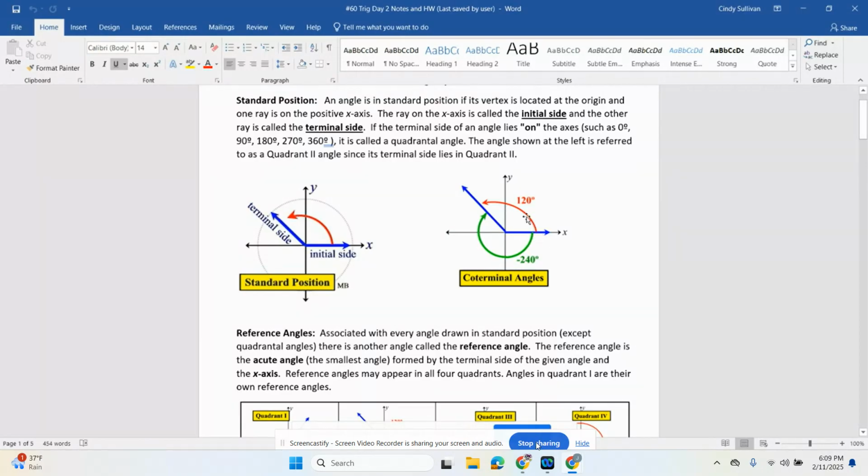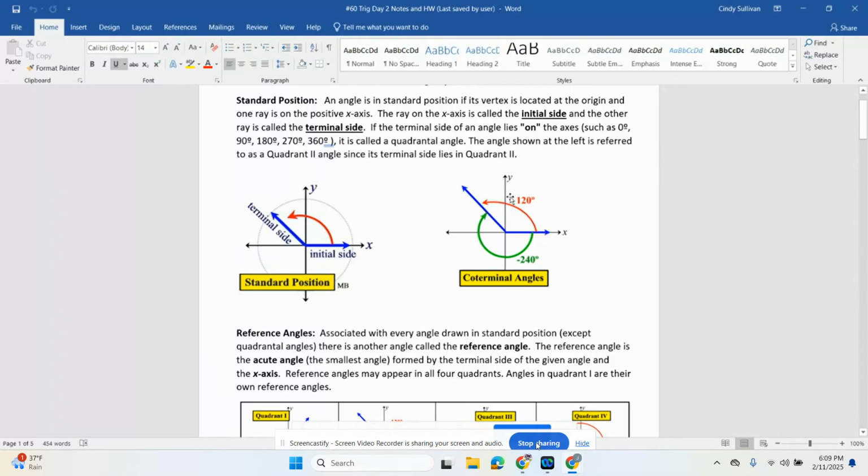So if it starts here and I go all the way into quadrant 2, that's 120 degrees. If I go down 240 degrees, that's a negative 240 degree angle. Those are called coterminal angles, and we'll talk about those a bit more in a second.